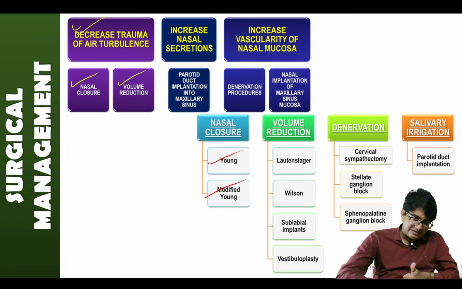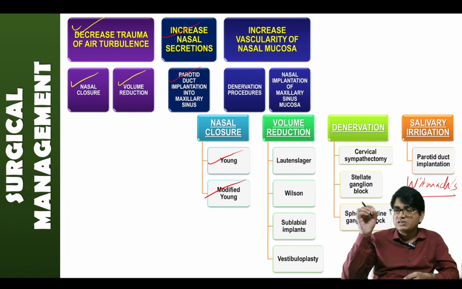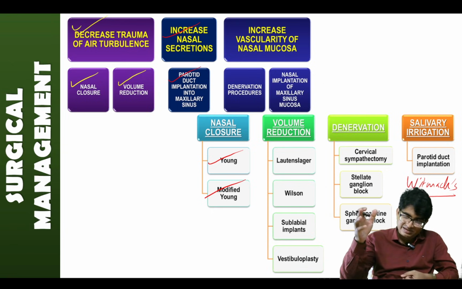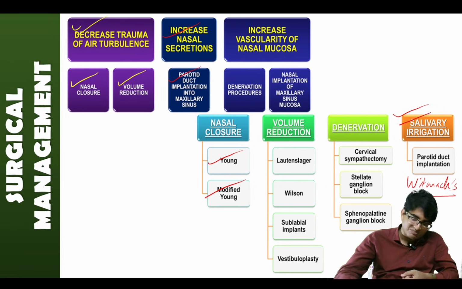Secondly, there is increased nasal secretions by means of parotid duct implantation into the maxillary sinus mucosa, known as the Witt-Max operation, wherein we do a Stensen's duct or parotid duct implantation into the maxillary sinus mucosa, which will redirect the salivary flow into the sinuses and increase the nasal secretions. So this is known as a salivary irrigation procedure.